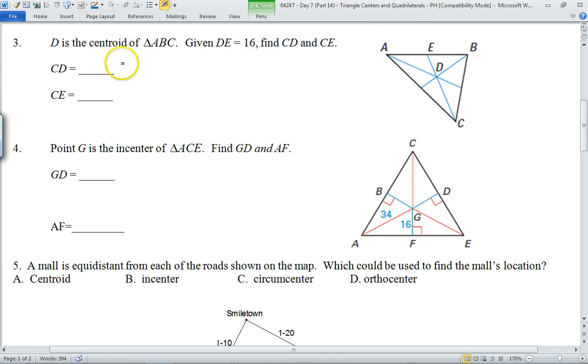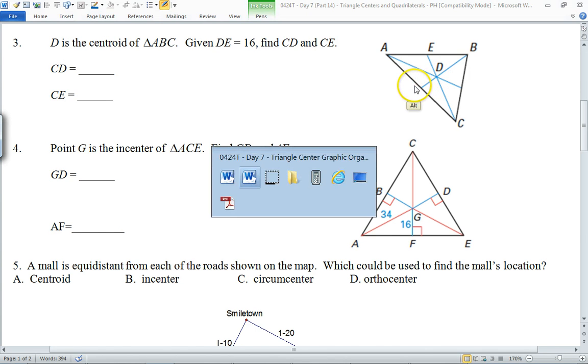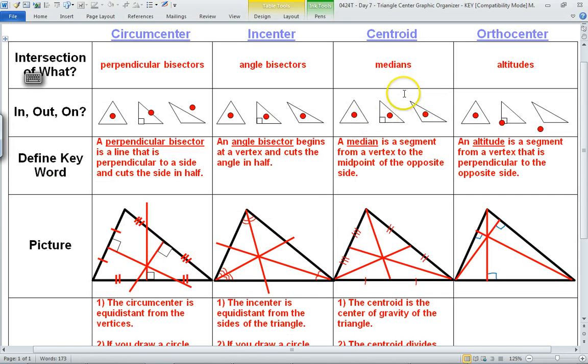Okay, let's look at problem number 3. D is the centroid. This is the centroid. Let's look back and see what we know about the centroid. The centroid is where medians meet. So the picture is like this. Notice all these lines touch the sides at midpoints because that's what medians do. So all of these are midpoints, so these segments will all be congruent to each other.